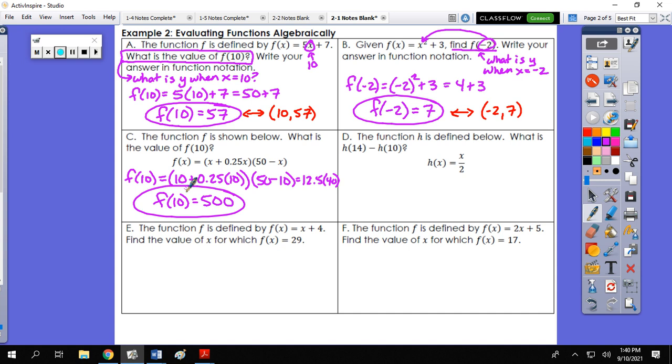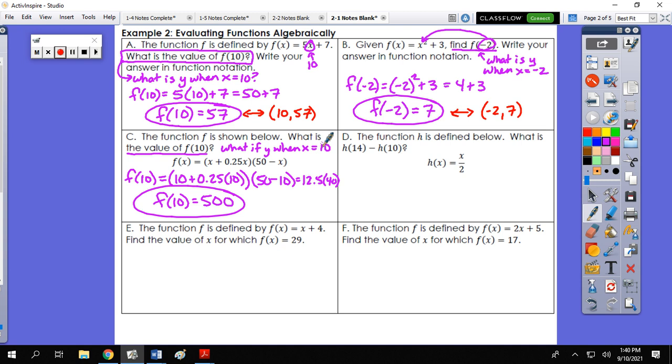We just evaluate where every single x has the value that they asked us about. And the notation f of 10 says, what is y when x equals 10? So we plug in a 10 for every single x. Okay, on the next one here, it's a little bit trickier.